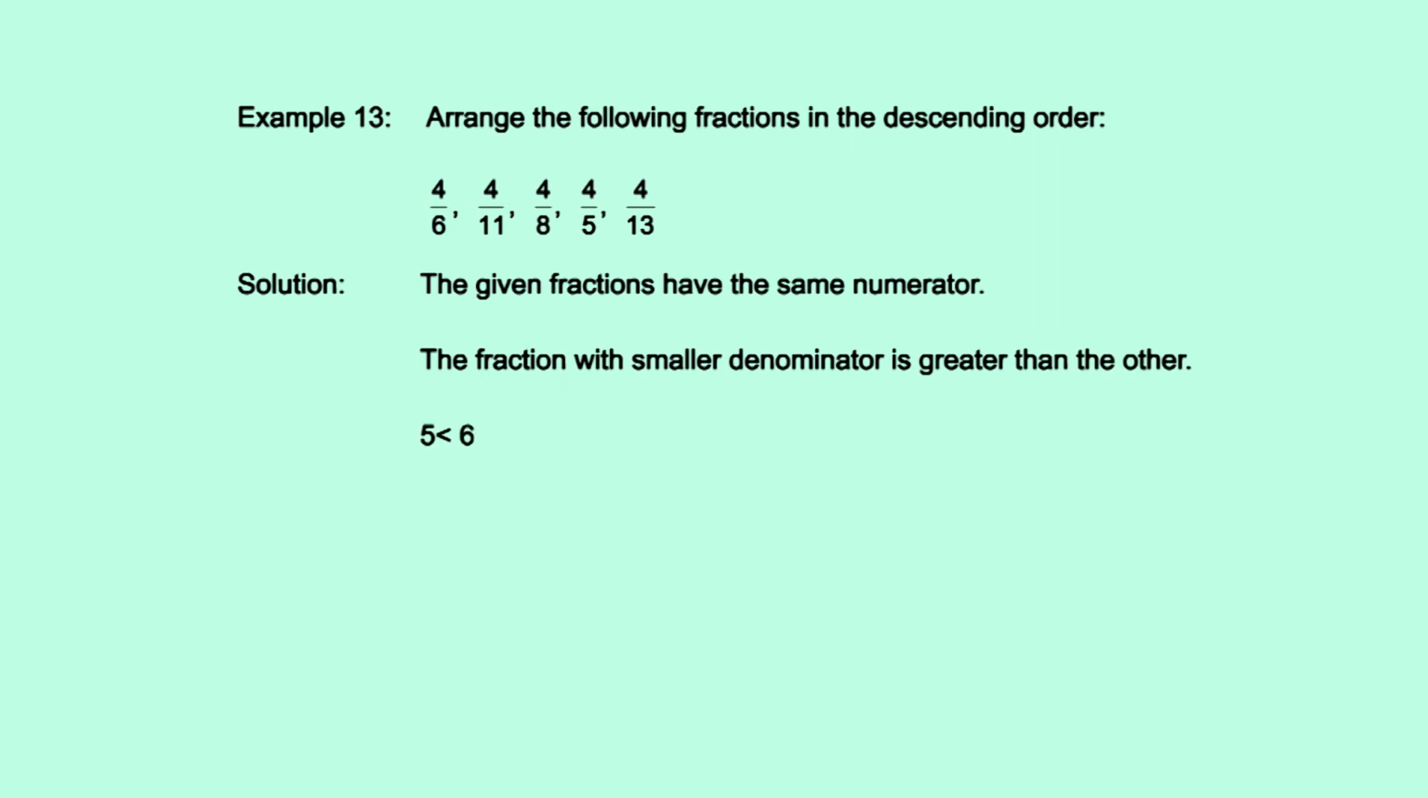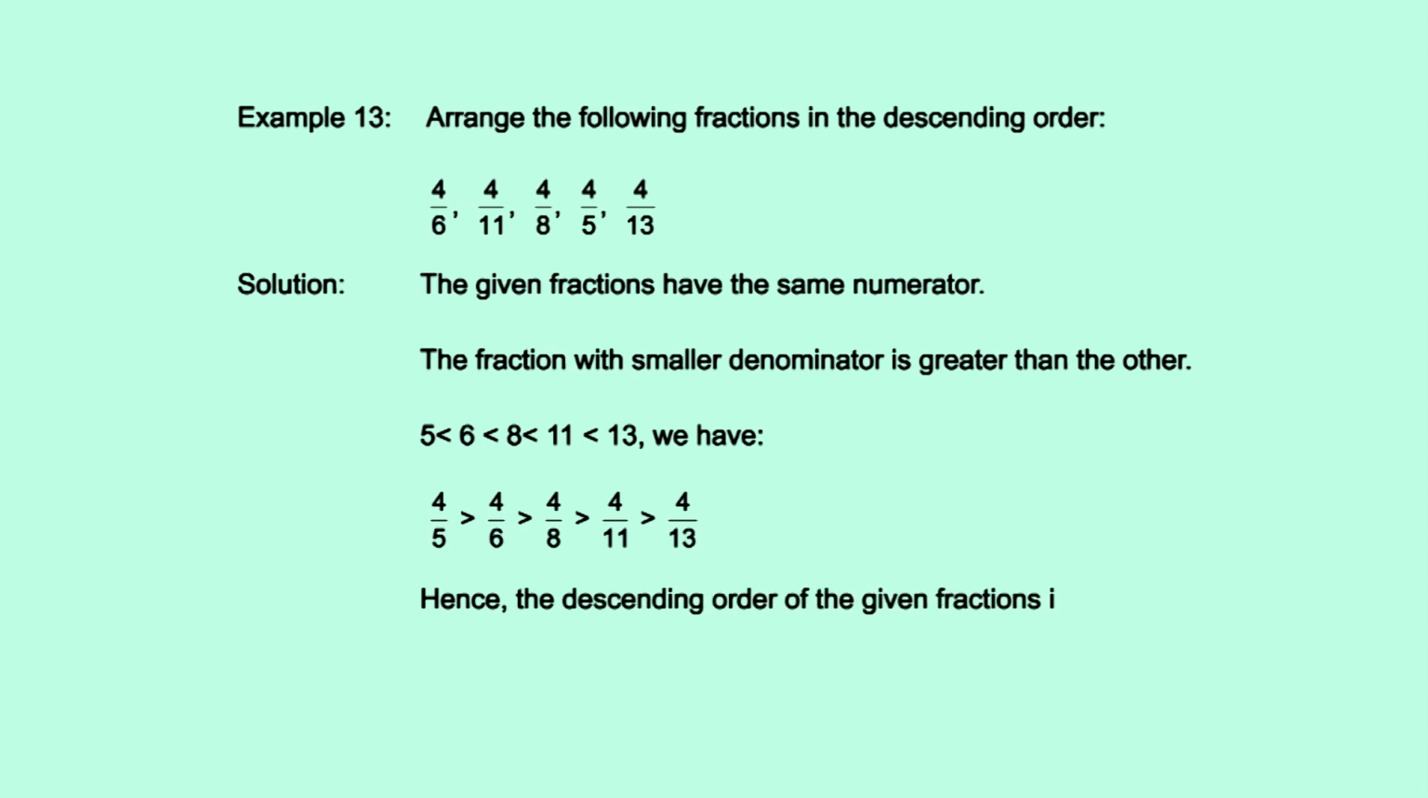5 is less than 6, is less than 8, is less than 11, is less than 13. We have 4 by 5 is greater than 4 by 6 is greater than 4 by 8 is greater than 4 by 11 is greater than 4 by 13. Hence, the descending order of the given fractions is 4 by 5, 4 by 6, 4 by 8, 4 by 11, 4 by 13.